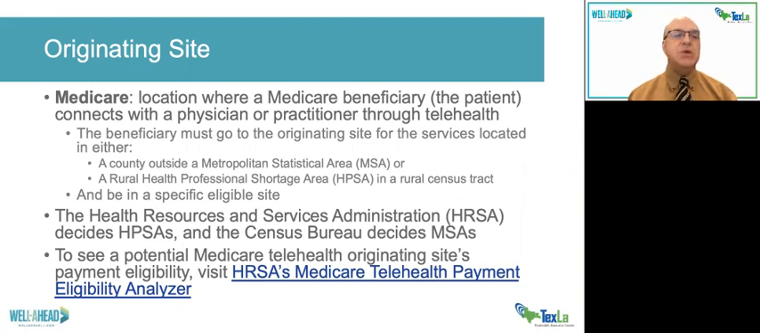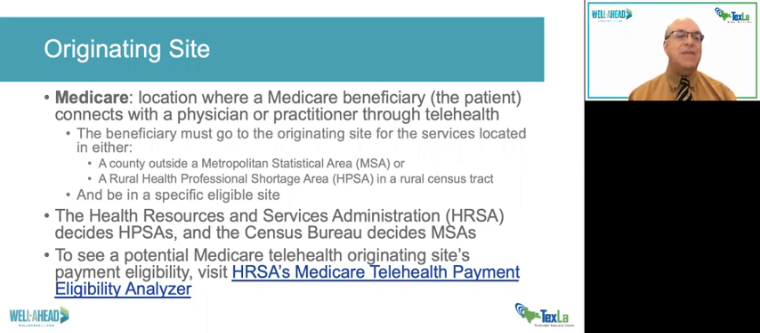In days past, we talked about originating place and things like that, because a patient had to be in a specific place to be able to receive telemedicine benefits where they were actually covered by the insurance. So for Medicare, the location where a Medicare beneficiary, that is the patient, connects with the physician or practitioner through telehealth, that really mattered, okay? And the beneficiary must go to the originating site for the service to be covered. And this is where we're defining originating site.